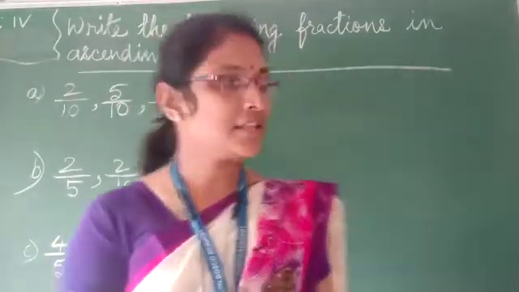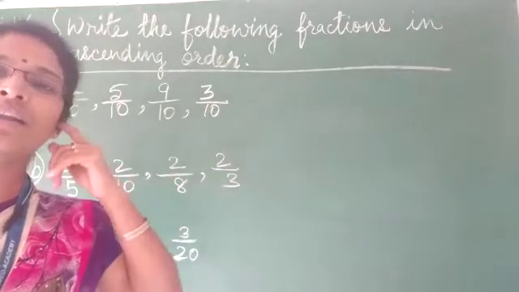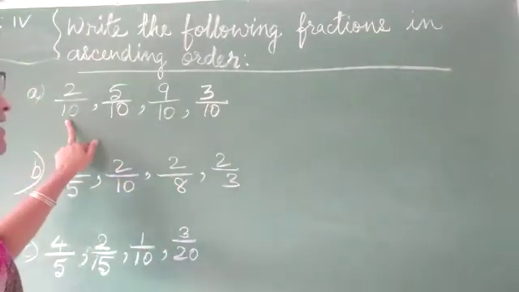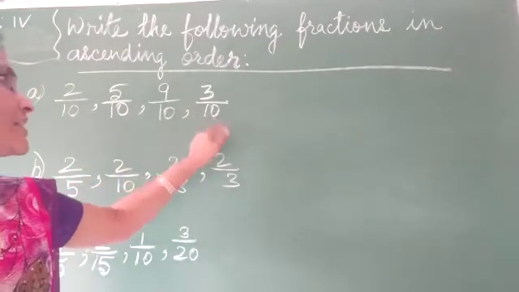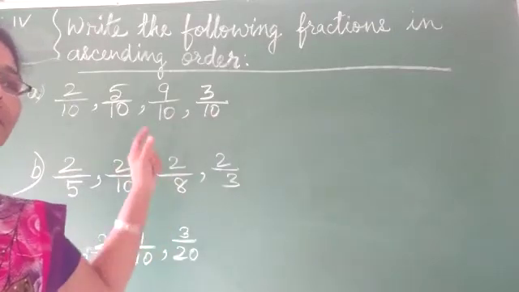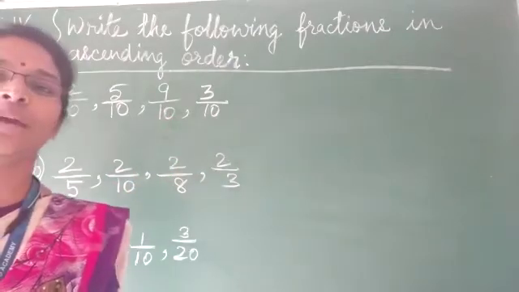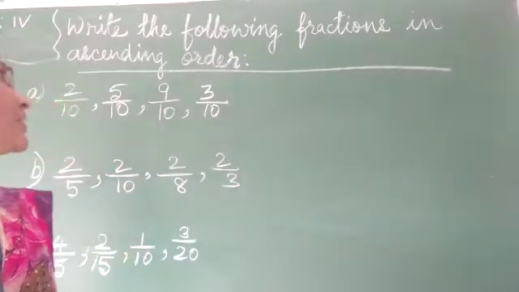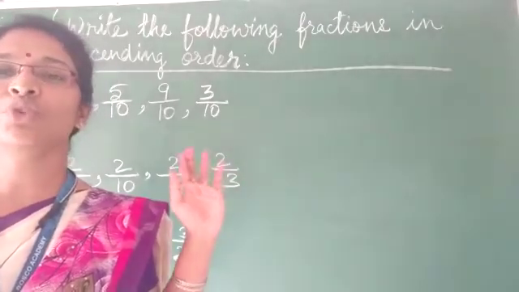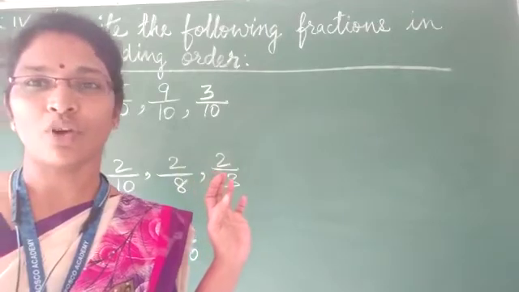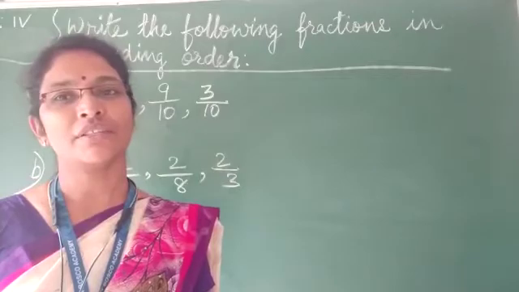Here you can see the first question. Here all the denominators are the same. You can see the denominators are 10, 10, 10, 10. For all the four fractions, the denominators are the same. In such a case, how can we compare fractions? If the denominators are the same, whose numerator is smaller, that will be the smaller fraction, and whose numerator is greater, that will be the greater fraction.